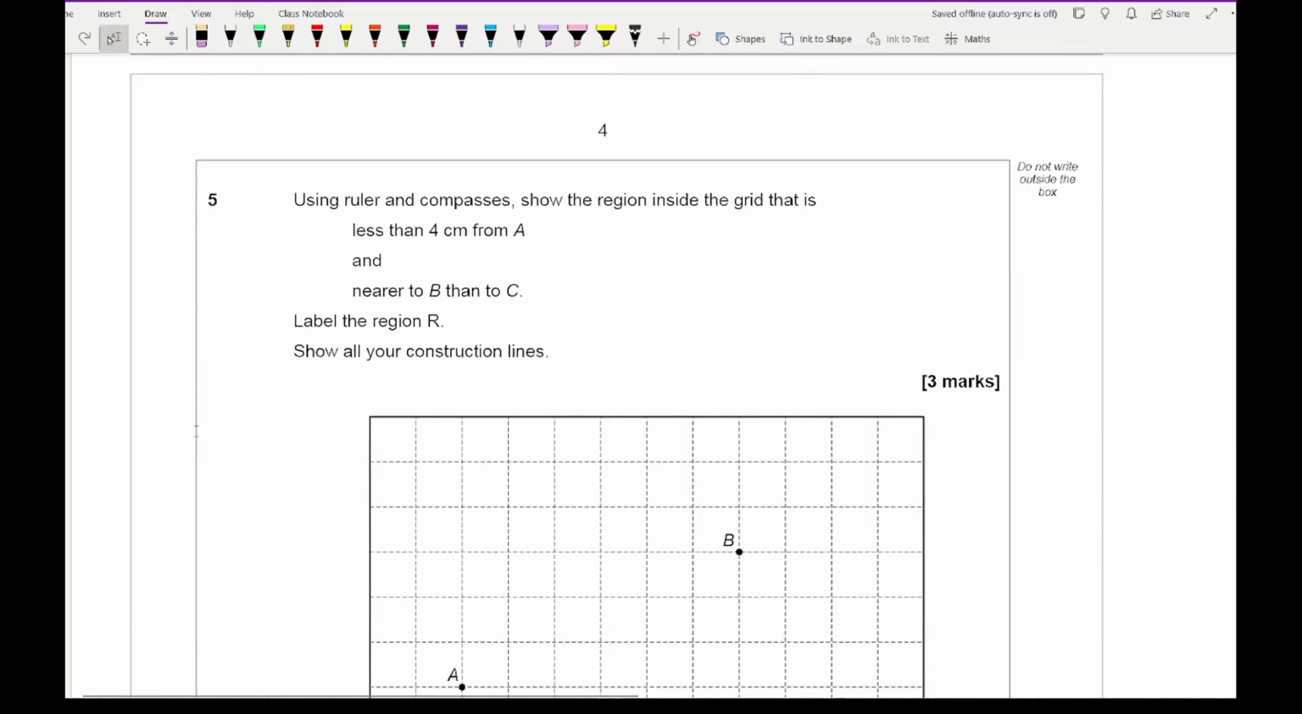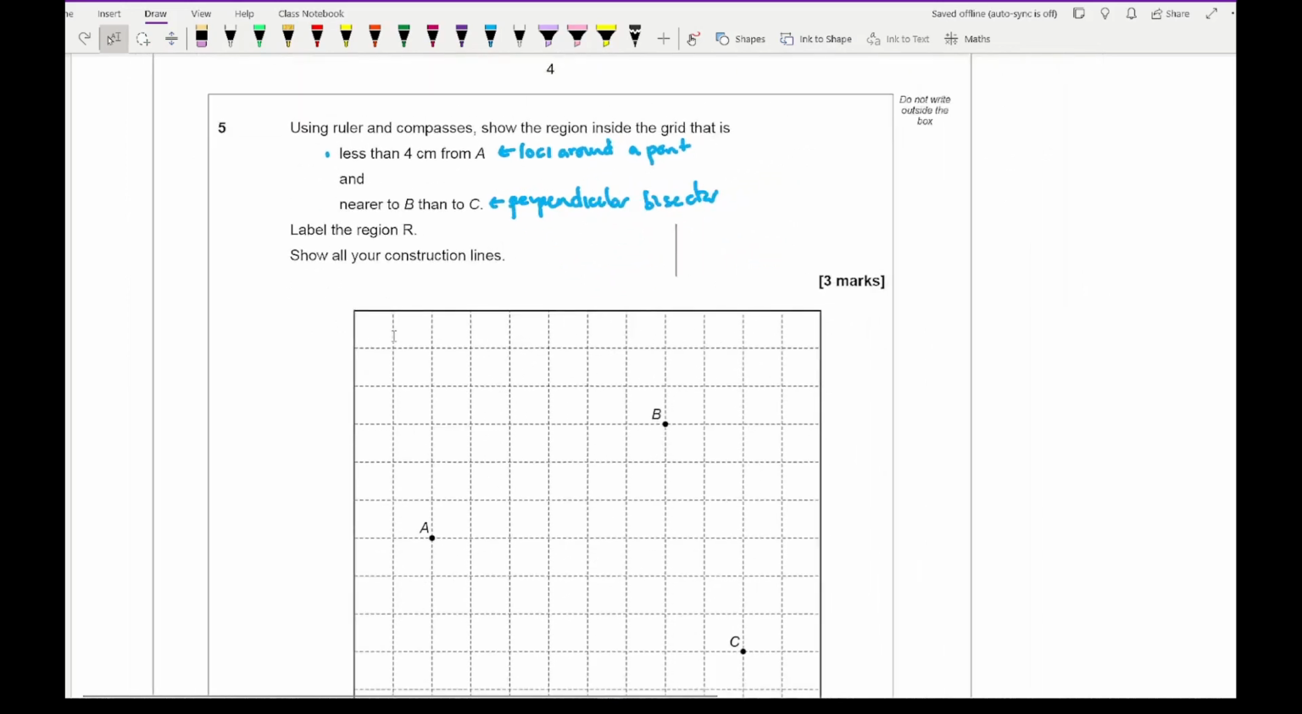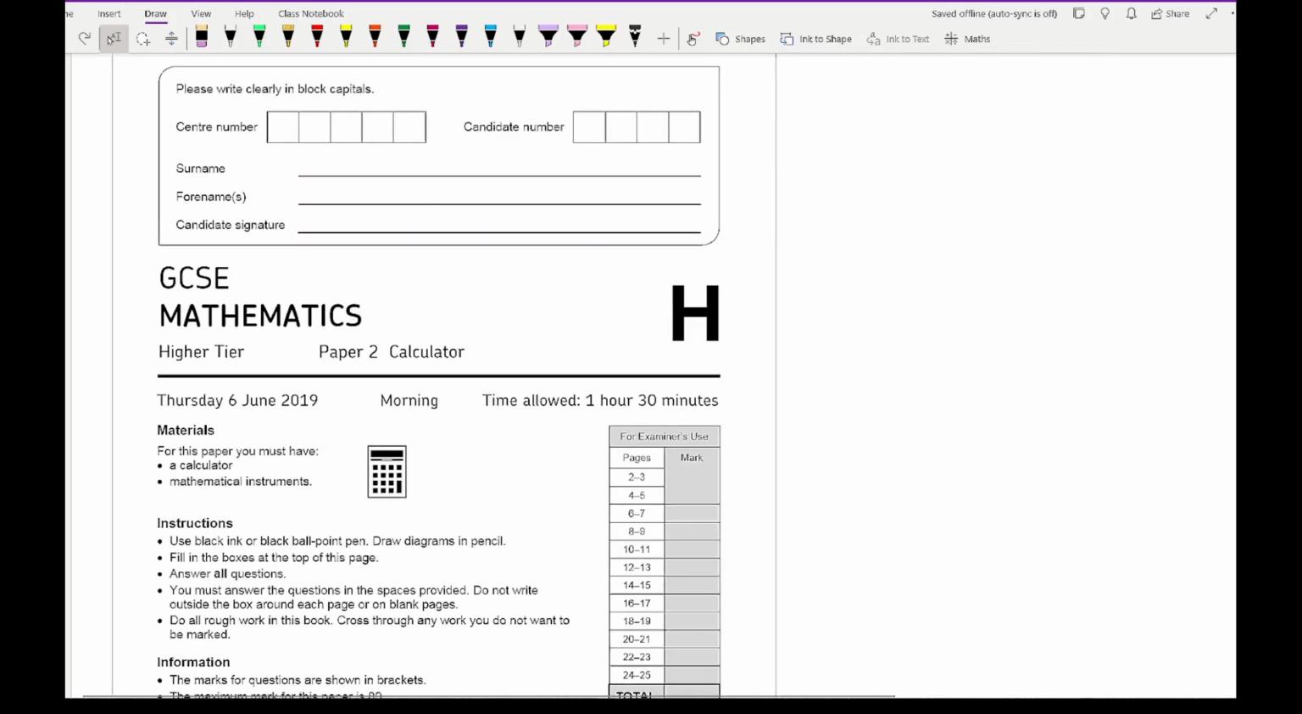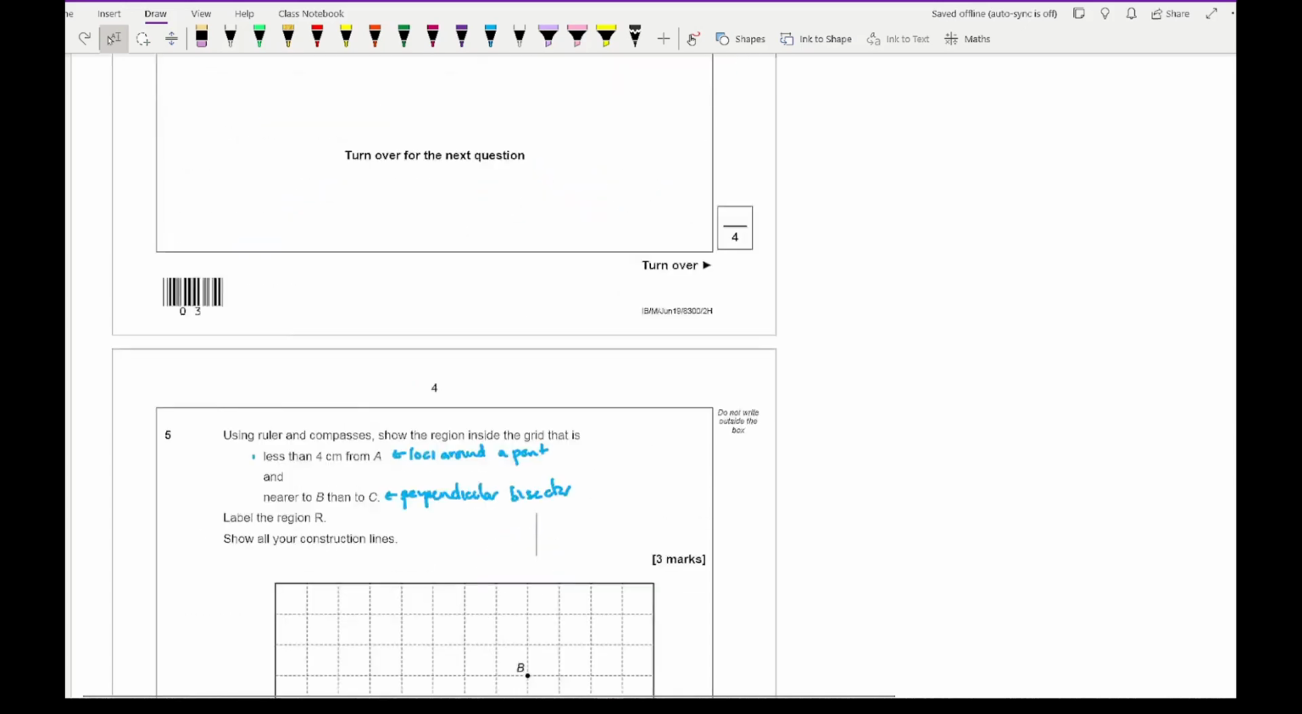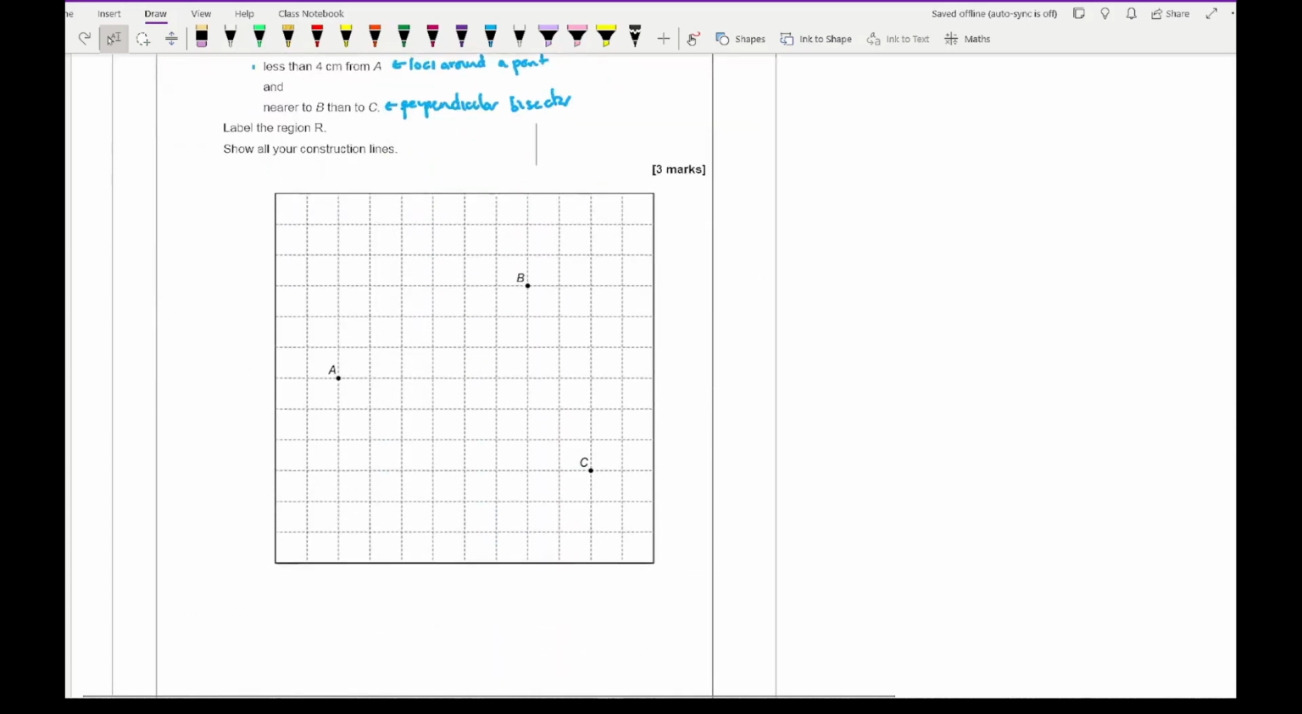Then moving on to question 5, which looks at loci. Now it says using a ruler and a compass, show the region inside the grid that is, and then the first condition is that it's got to be less than 4 centimeters from A and nearer to B than to C. Now for this, all we need to do is loci around a point. And for the second, what we then need to do is a perpendicular bisector. Now, unfortunately, I'm going to struggle to do a compass and a ruler bit of loci with this particular question, but hopefully I will show you the steps on how we go about answering this question, and then you can do it a lot more accurately.